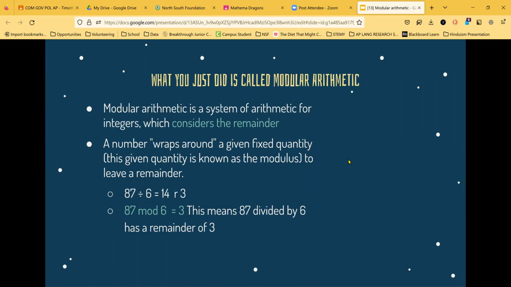So the number that we have after the mod is called the modulus, and it is the number that would divide in a typical math division equation, right? So the way we would read this is 87 mod 6 is equal to 3, or 87 modulo 6 is equal to 3. And this is just the modulus function, which is just the remainder.